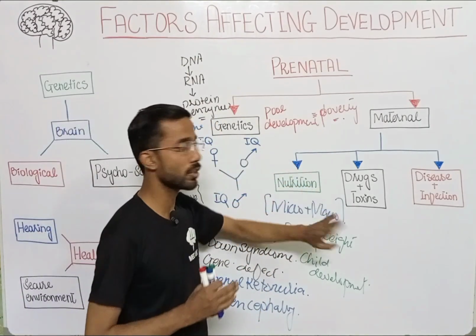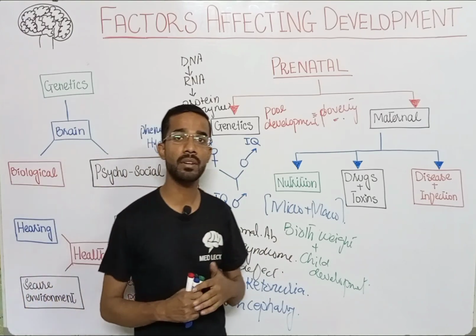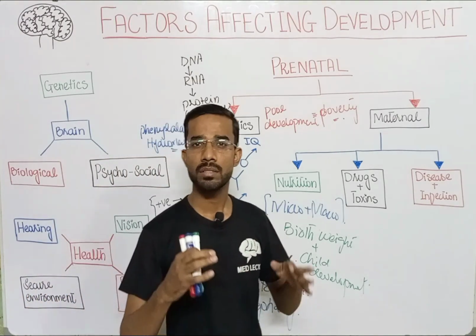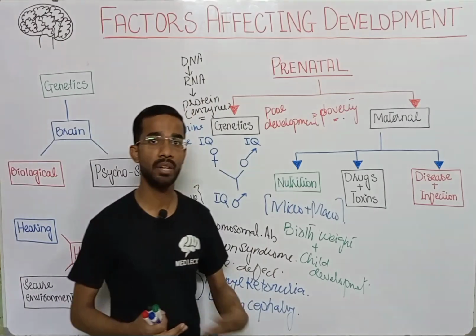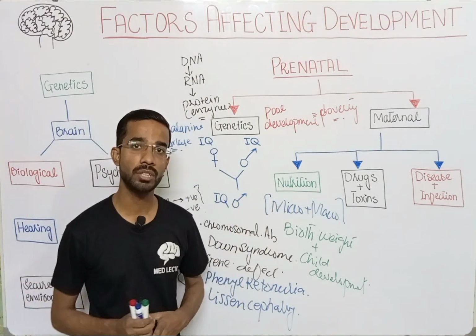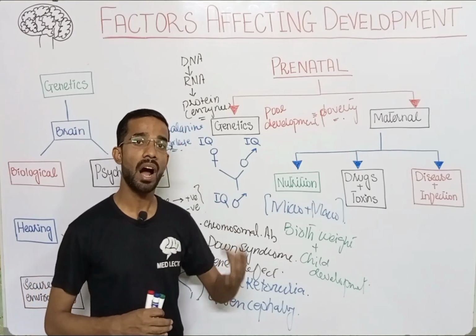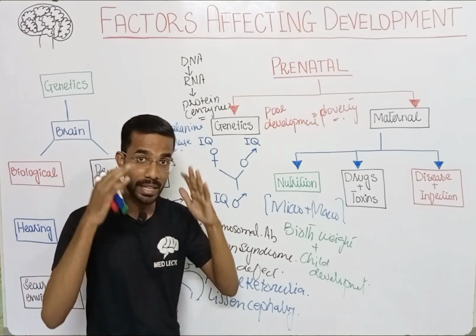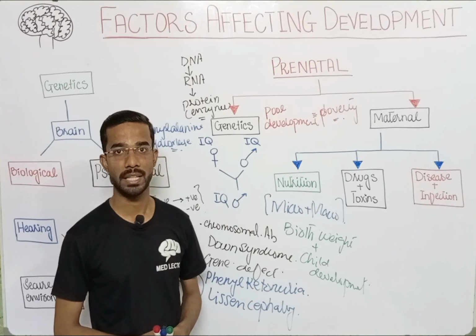Next are drugs and toxins. If the mother is using different drugs like anti-epileptics, or alcohol abuse, and different environmental toxins actually enter into the mother and ultimately enter into the child, these different factors are also involved in decreasing the developmental process of the child as well.